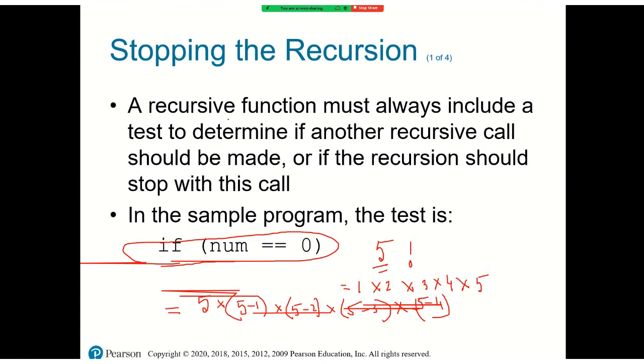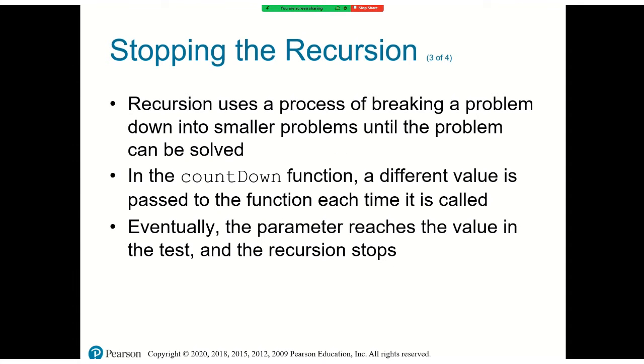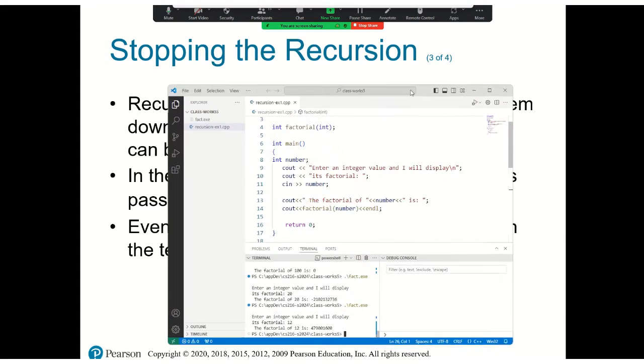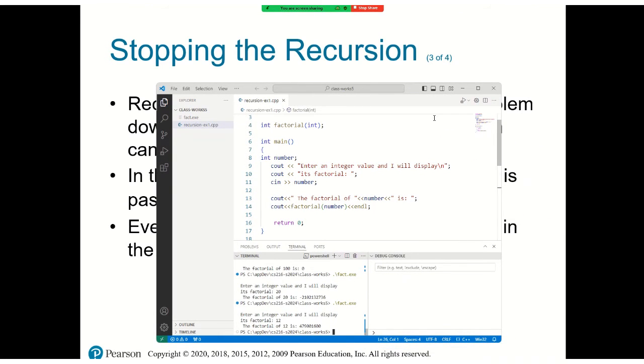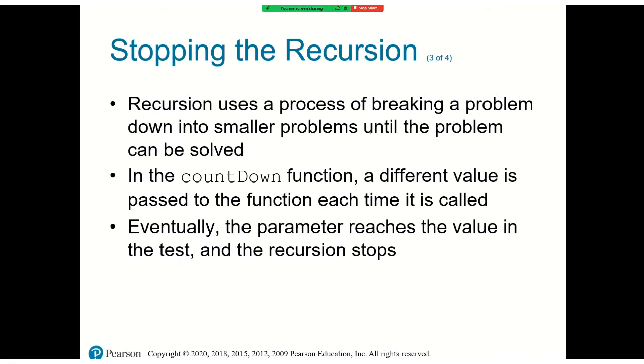Let's move on. Stopping the recursion is the most important part. In the case of factorial, how did we stop? This is the factorial function. If n equals 0, we return 1. That's how we stopped. This is our base case, or stopping point, or exit point, or escape point, whatever way you define it.